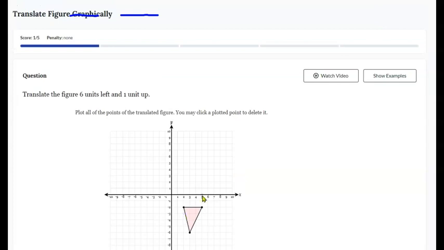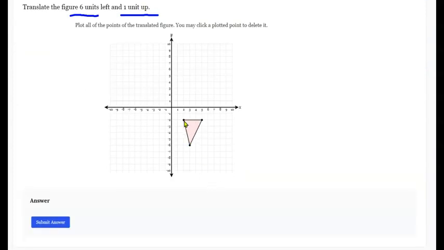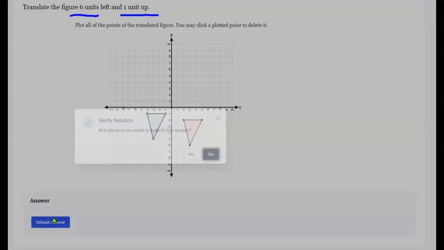Alright, again, you pick any corner point, and you move it the correct amount of units. 6 units left, 2, 3, 4, 5, 6, and click. Next, 6 units left, move 5, 6. Oops, sorry. I only did 1 move. It's 6 units to the left and 1 unit up. Click. 6 units to the left and 1 unit up. Click. 6 units to the left and 1 unit up. Click. And then you submit.